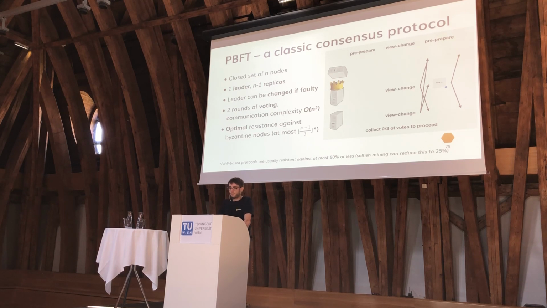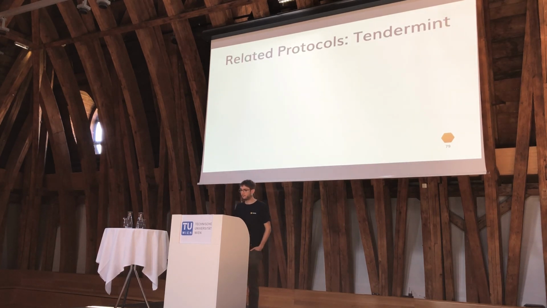Now, if you want to transfer that to a blockchain setting, and you don't want to have a permissioned blockchain, then you have to handle not having a closed set of n nodes, but an open network. How can you do that? Tendermint was one of the first protocols that actually went this route. It is very similar to PBFT, but the main differences are that the leader changes every block. So even if you don't view change, after one of the states has been committed, the leader changes. In PBFT, the leader stays the leader until it's faulty.